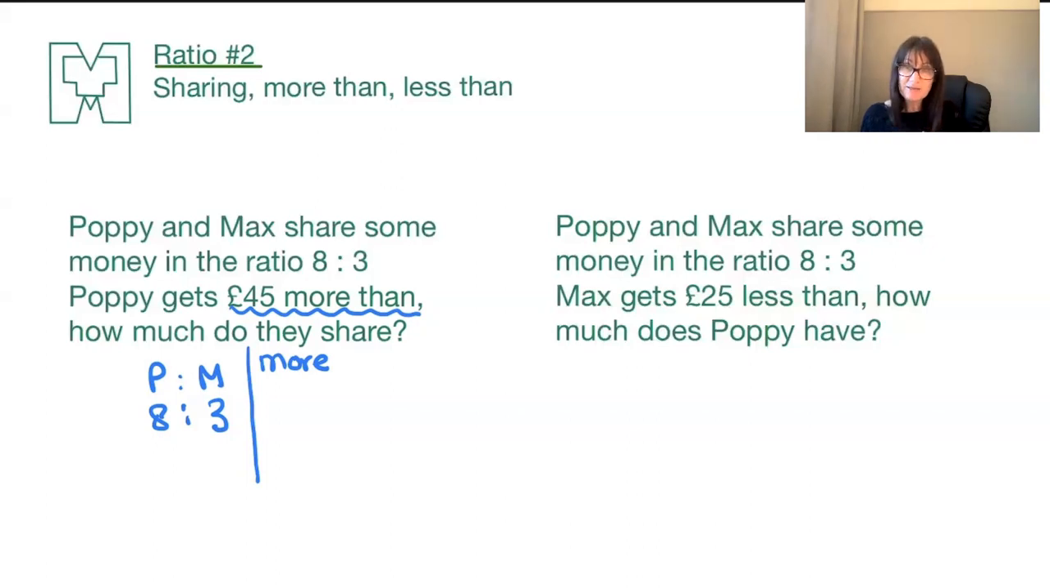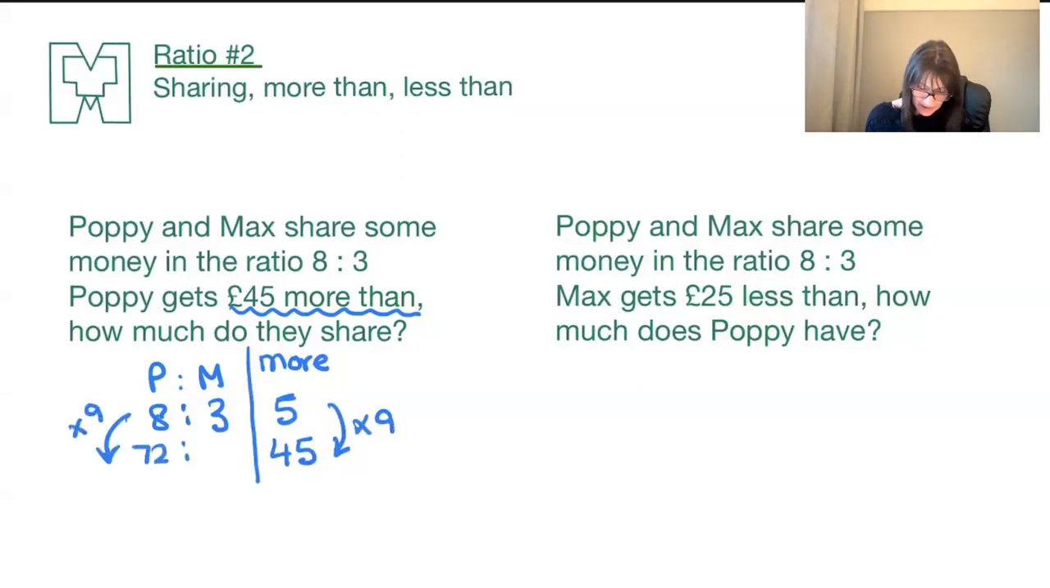I'm going to look at the ratios and think about these as a more than, not as a total. How much more does Poppy get in the ratio? She gets 5. It's a difference of 5. So she gets 5 more in the ratio. In the question, we're being told it's 45. And now I've got those two pieces of information that's going to help me make that connection. What do I times 5 by to make 45? It is 9. So I'm going to do the same on this side. So times by 9, and you've got 72 and 27.